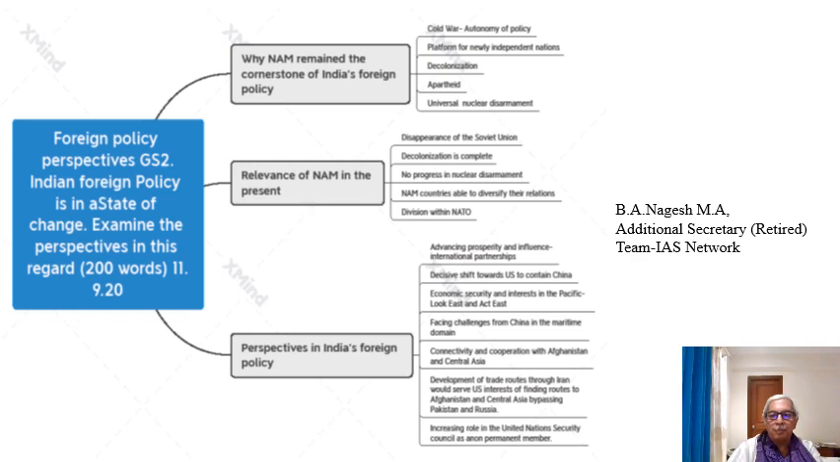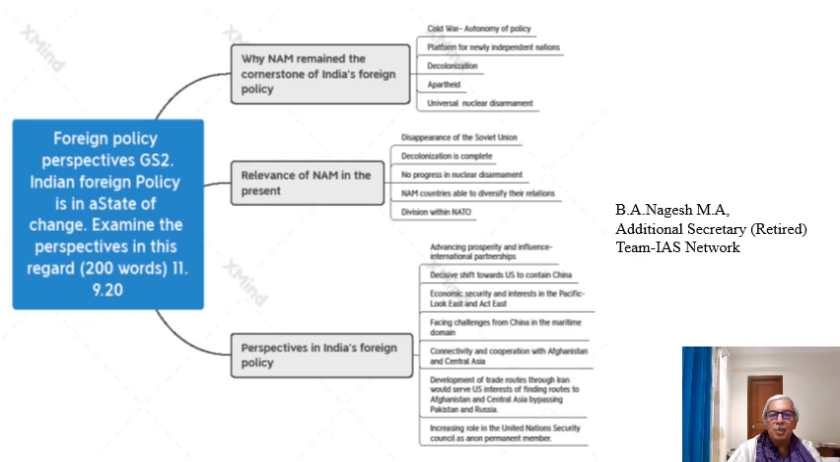Relevance of NAM in the present. In the present, there was a shift in the power blocks, the disappearance of the Soviet Union. The Soviet Union ceased to exist, with the breakup of the republics. So how far was NAM relevant with the disappearance of a power block? Earlier I told you that at the onset of the Cold War, two power blocks were there. Now with the disappearance of the Soviet Union, we see the disappearance of a power bloc. Now decolonization is complete. There are hardly any colonies.